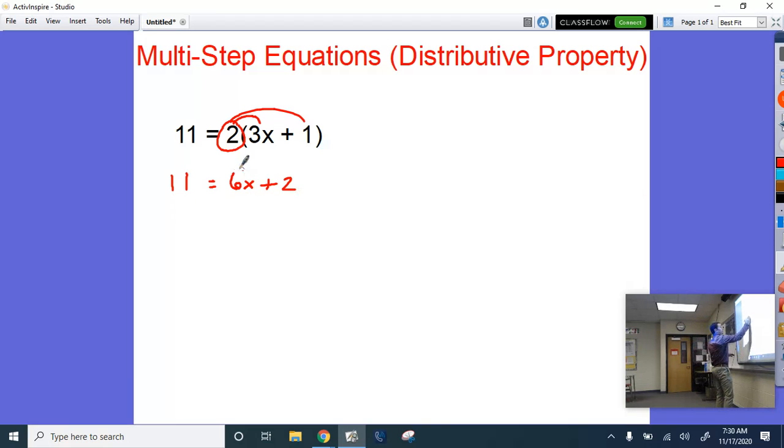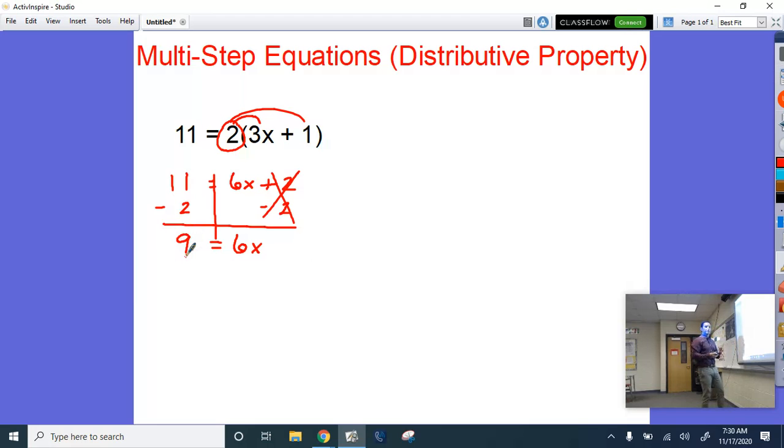Now we want to isolate our variable, this 6x here, which means I have to subtract 2 from both sides. That's isolating our variable here. 2 minus 2 is 0. We've isolated the variable. That was our goal. We wanted to get the 6x alone. And then we have 11 minus 2, which is 9.